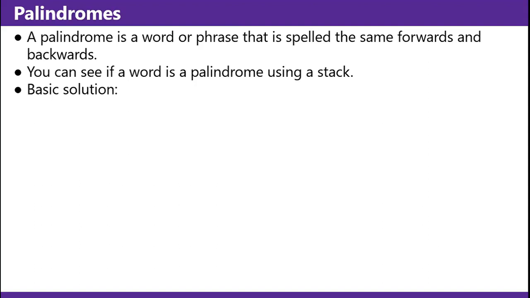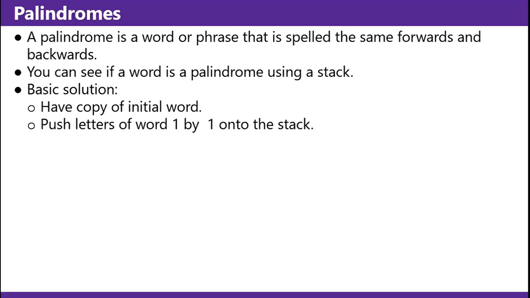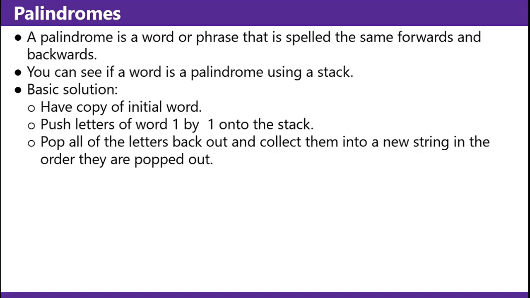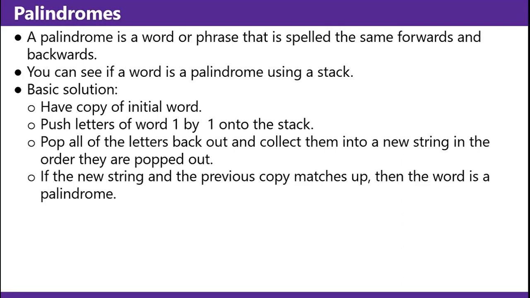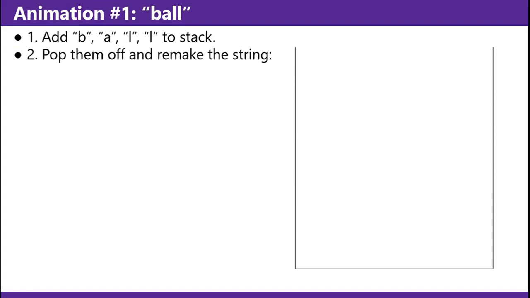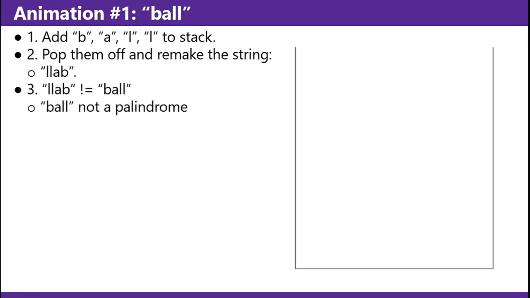Basic solution. Have a copy of the initial word, push letters of the word one by one onto the stack, pop all the letters back out and collect them into a new string in the order they are popped out. If the new string and the previous copy match up, then the word is a palindrome. Animation 1, ball. Add B-A-L-L to the stack, pop them off, remake the string. You'll get lab. Lab doesn't equal ball. Ball is not a palindrome.